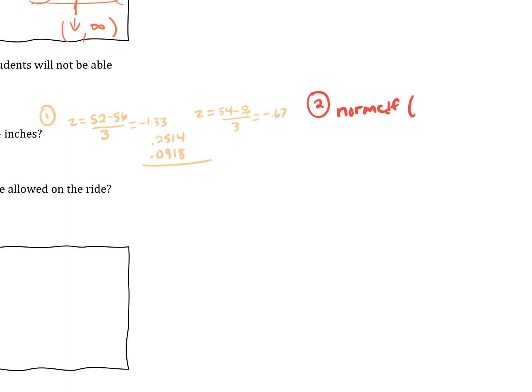Our lower bound is 52, our upper bound is 54, and then we have our mean and our standard deviation. And that gives us, what does that give us? About 0.161, so 16.1%.